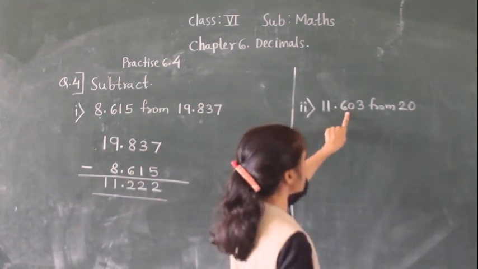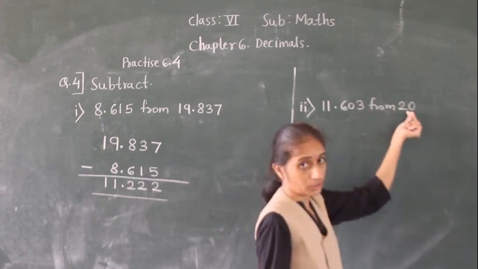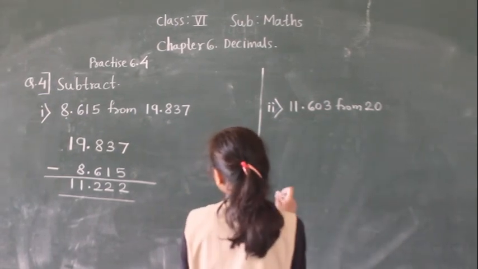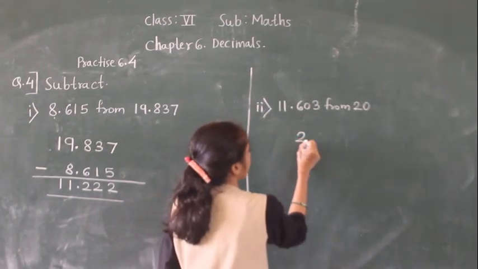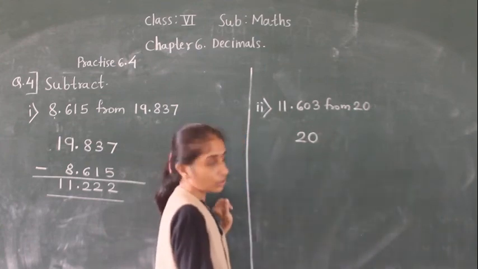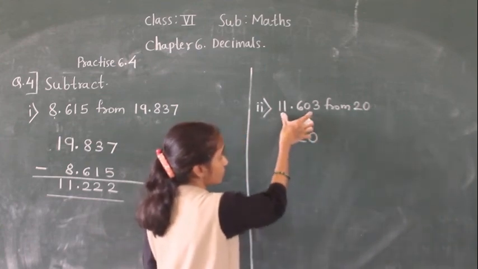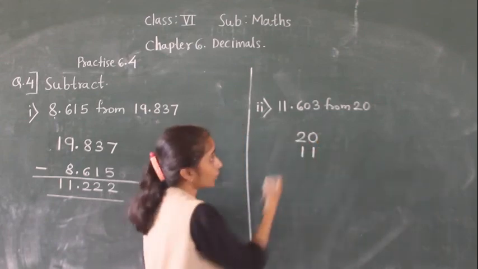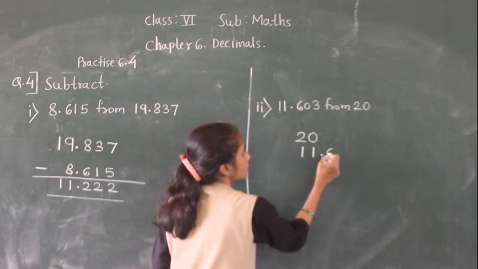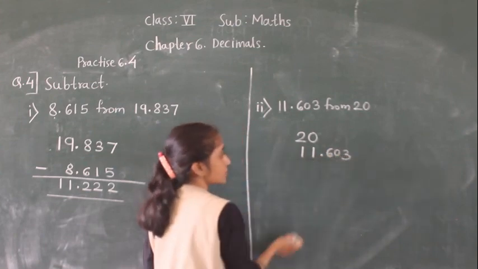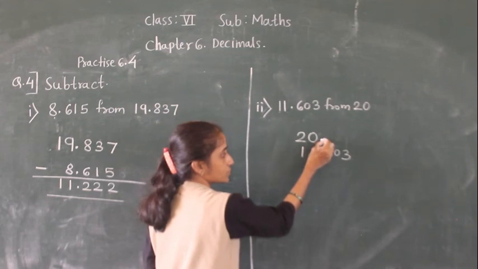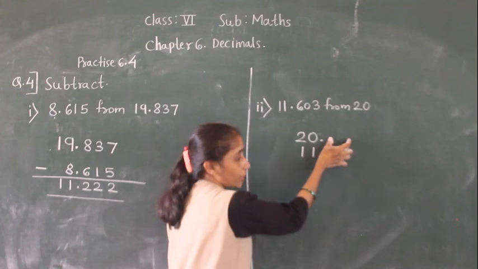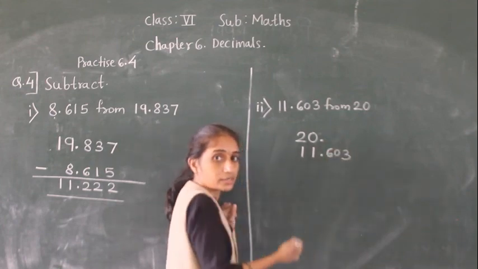Okay, now see this example. Subtract 11.603 from 20. From this number we are going to subtract this number. From 20. So which number will come first? 20 will come first. Okay, 20. Okay, now we are going to subtract this number. Now first write the whole number part, 11. Okay, 0.603. See, after these whole number parts, we can give the decimal point. Okay, now what we are going to do? Here, the place is vacant. So at a vacant place, write 0.